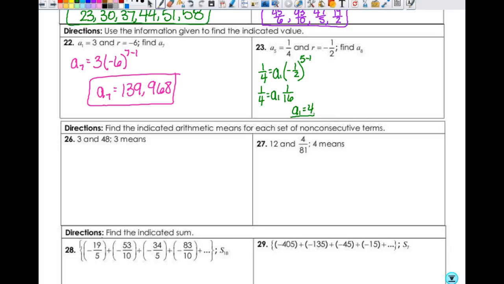Now I can find A8. So A8 is equal to A1, which is 4, times R, which is -1/2, to the 8 minus 1 power. And A8 then equals 1 over 4,096.